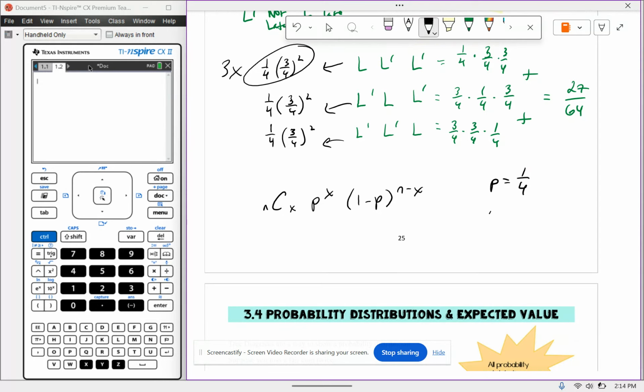So n is the number of trials. There were 3 days or 3 trials on which he could be late, p is the probability of being late, right? x is the number of successes, or the number of times that he is late. He wants to be late exactly once. If I plug this into the nCr formula, does this not reduce to 3, the 3 different ways it could happen, times 1/4 times 3/4 squared? It does. Oh my gosh, it's all connected. It goes all the way to the top.